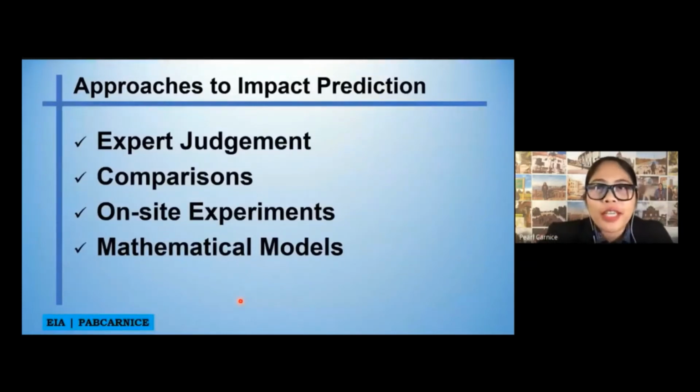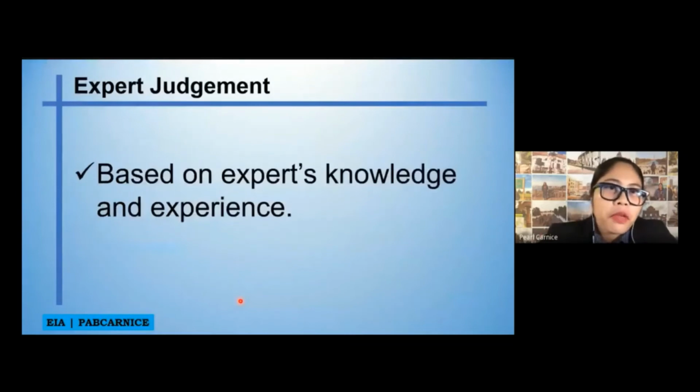So first, when we say expert judgment, this is based on experts' knowledge and experience. That is why when you make your EIA study, or if you've already read the two example EIA studies that I gave you, as you read through, they actually stated the EIA preparer, or the EIA group, or the list of members who prepared the EIA study. Because it is actually very important to state the names of the members and their expertise.